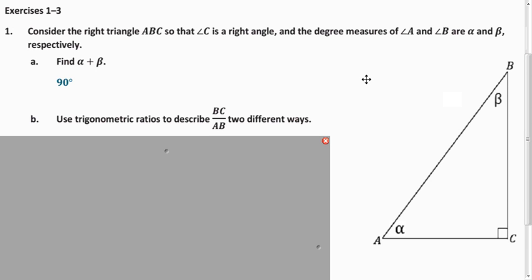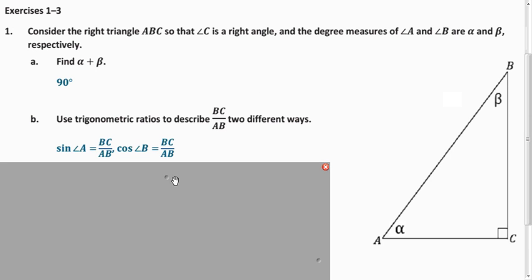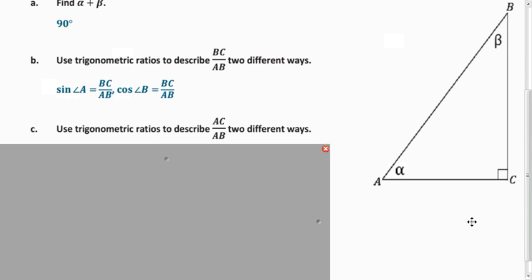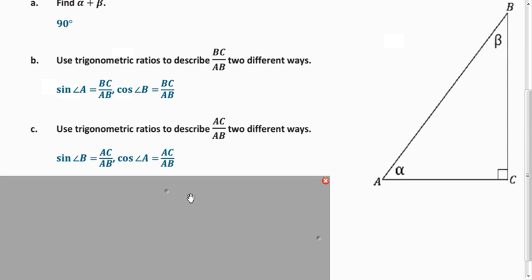Using our trig ratios, write BC over AB in two different ways. So here are the two ratios. You could have also had, instead of angle A, alpha, and instead of angle B, beta. That's fine. Do the same thing for AC over AB. Here you have these two ratios.